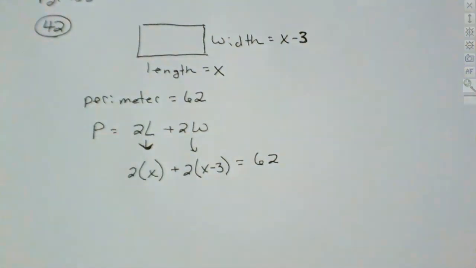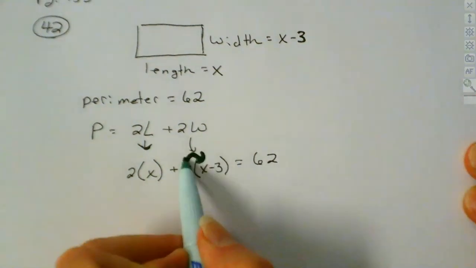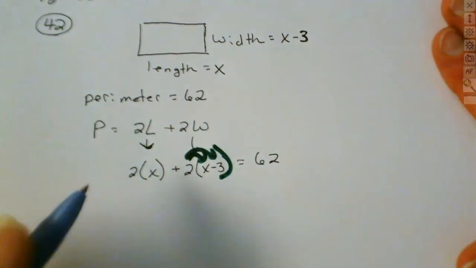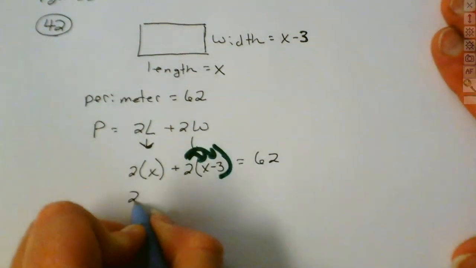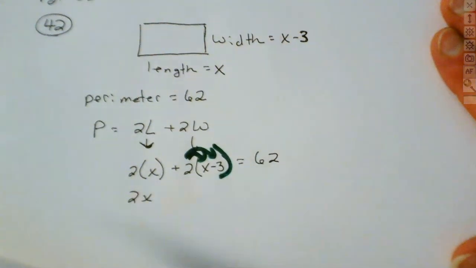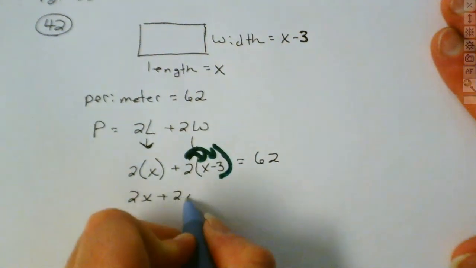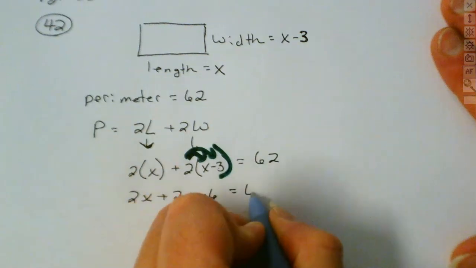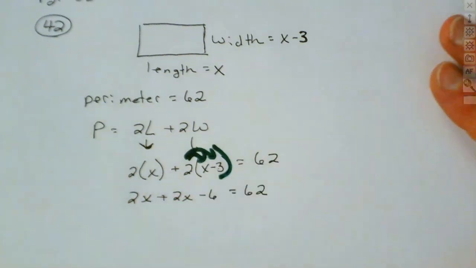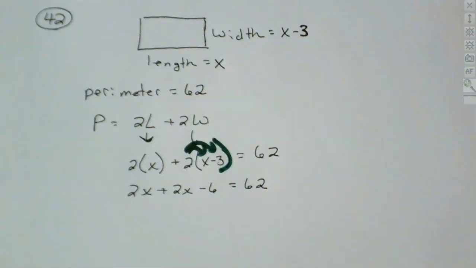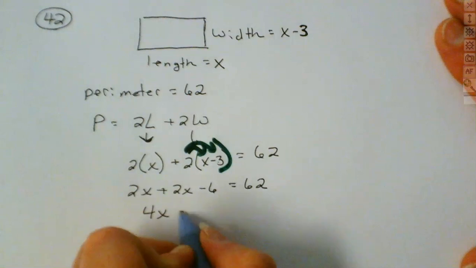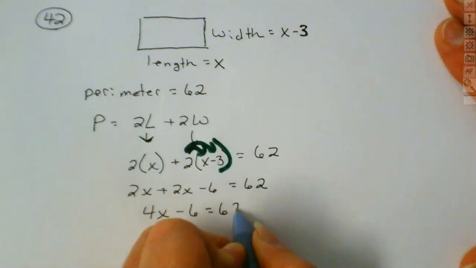What do we do with that 2 in front of the x minus 3? We distribute it through, and we stop at the minus 3. So we don't really need the parentheses here. We distribute through, that's 2x. 2 times a negative 3, that's a negative 6. And that equals our 62. Okay, we're going to add these together, and that's 4x minus 6 equals our 62.